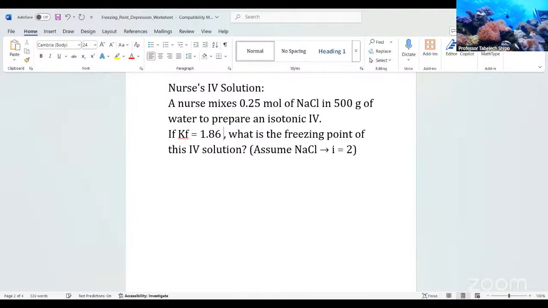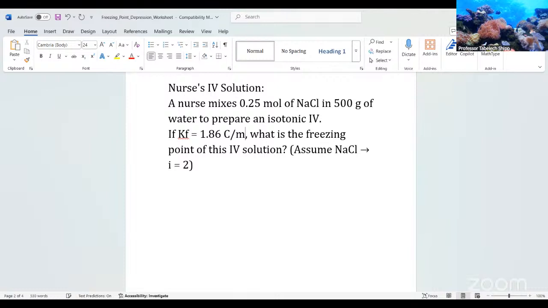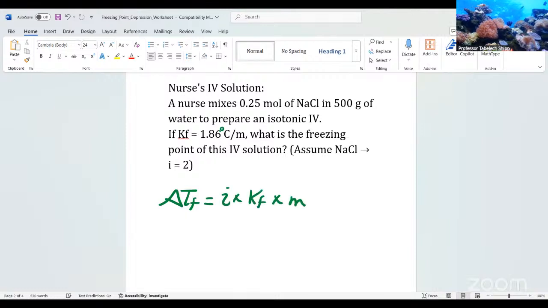Now, by the way, what we left off here was the degrees Celsius per molality, okay? So we do need to keep that in mind, that is part of our problem here. What we're trying to calculate is the freezing point of this solution. So your delta T of F is equal to the I times the K of F times your molality.